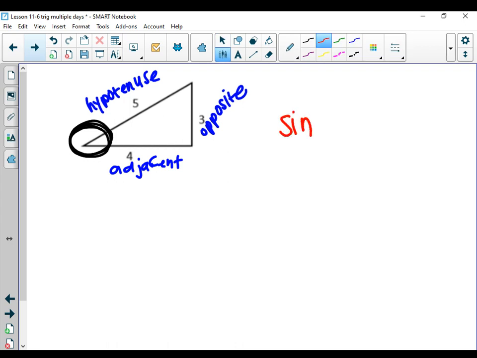Preston, top of sine. 5. Opposite. 3. Bottom of sine, Pete. 5. Hypotenuse, 5. Top of cosine. Adjacent, 4. Mason, bottom of cosine. 5. Hypotenuse, 5. See, we're learning things. Are more wrinkles forming in your brain? Do you feel them?